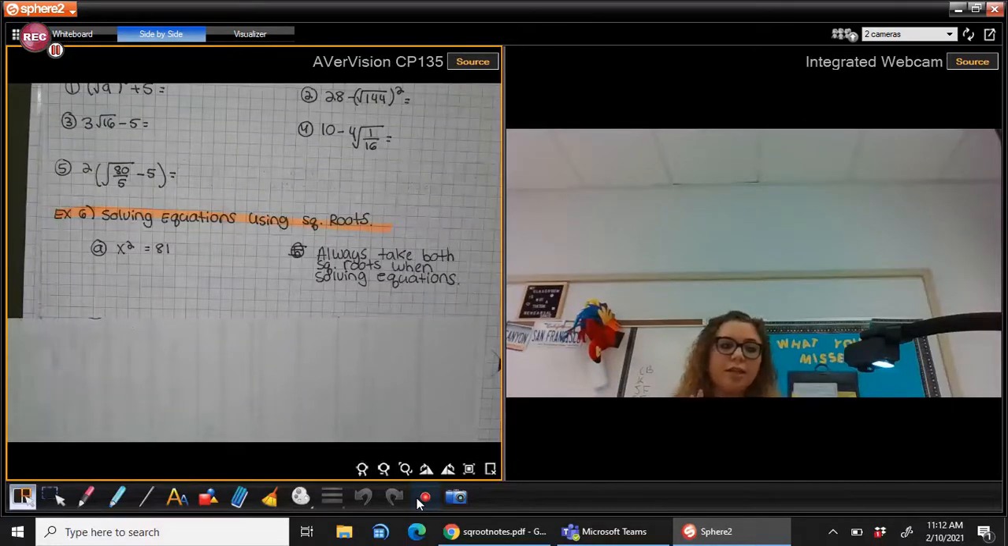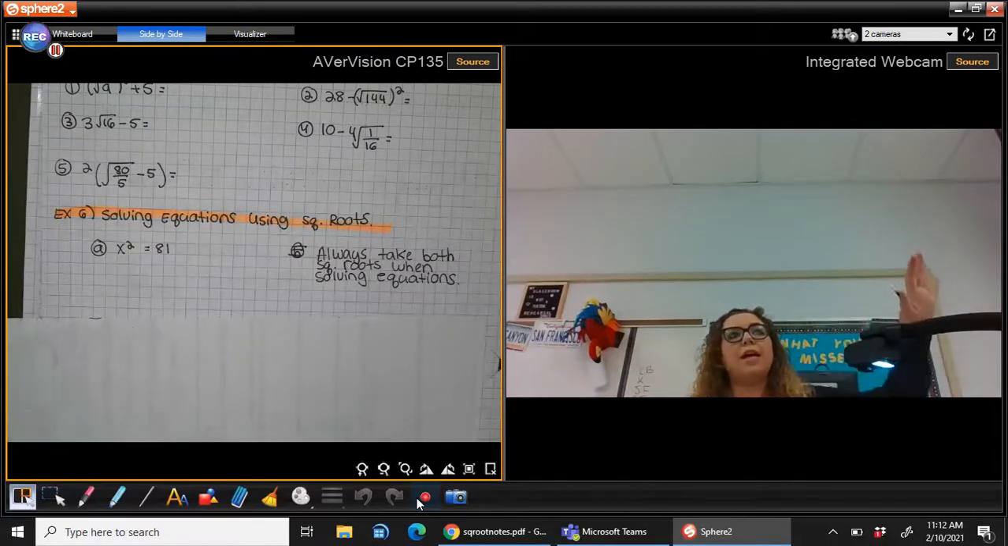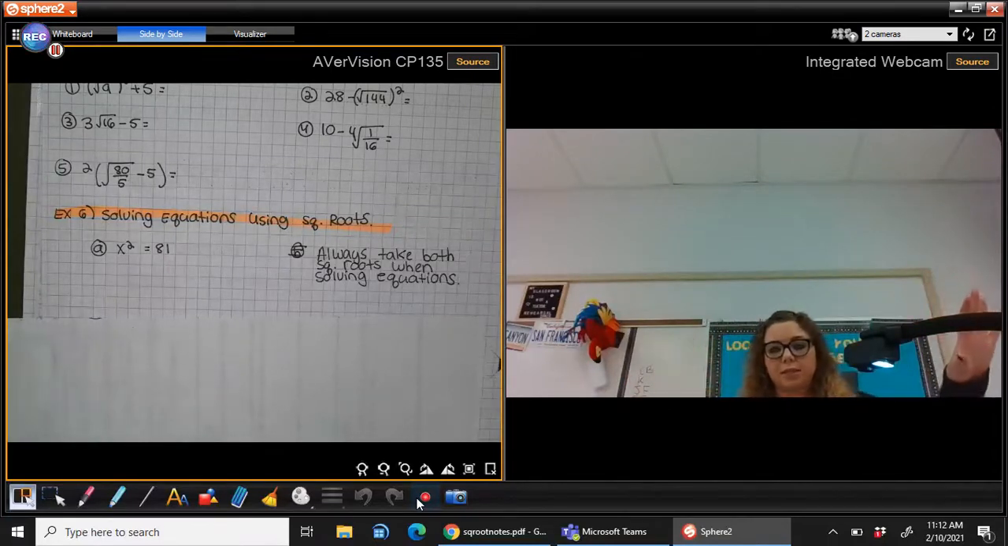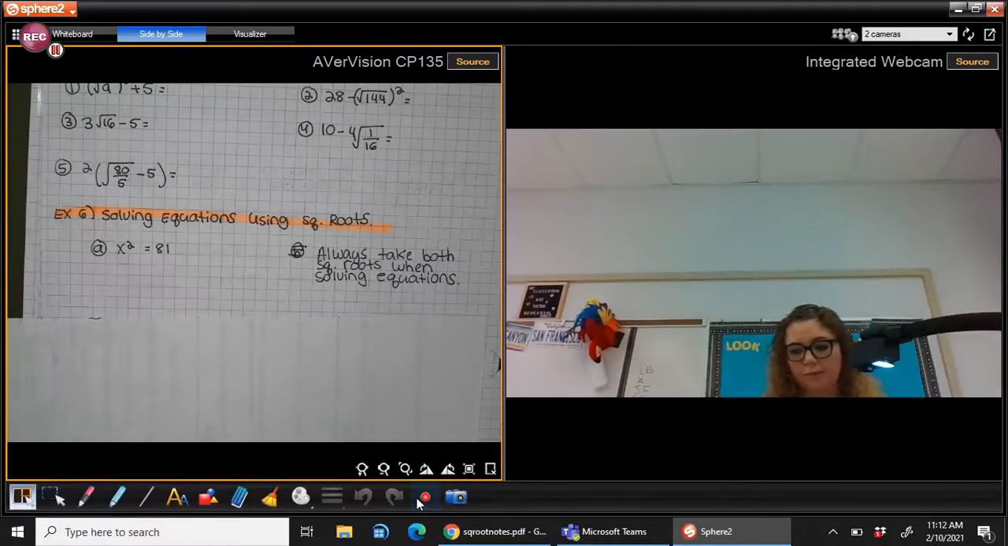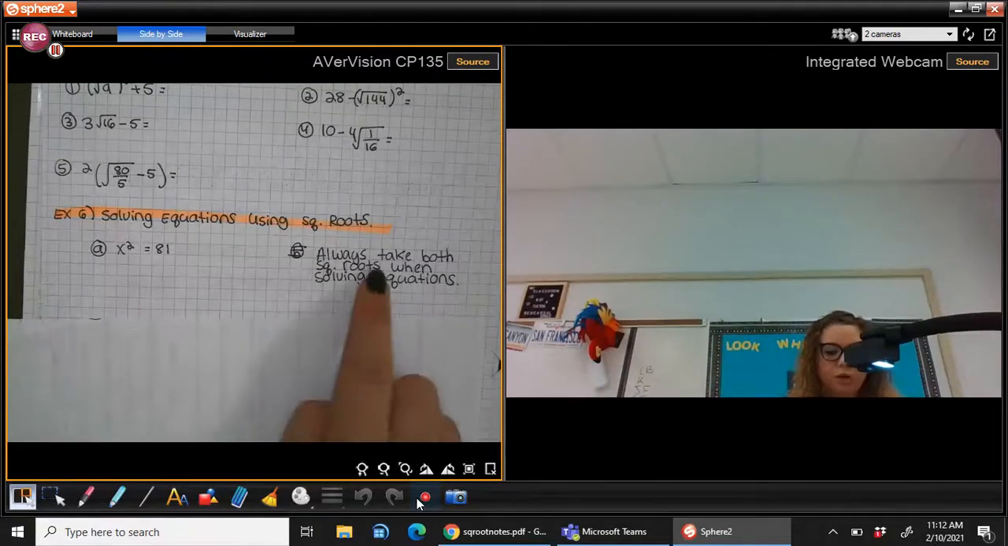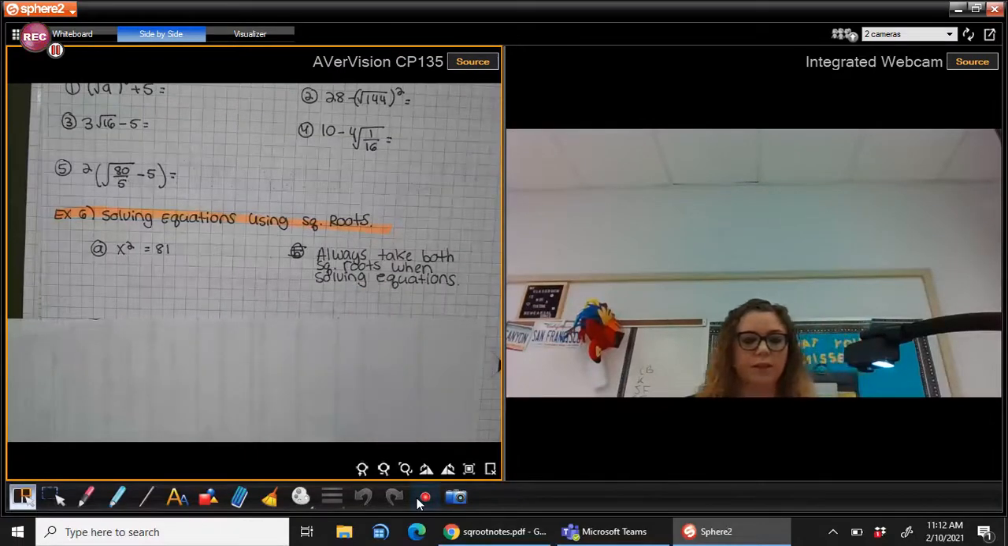Okay? So like the inverse operation of subtraction would be addition. The inverse operation of multiplication is going to be division. The inverse operation of squaring a number will be taking the square root. Okay? So let's look at A. Okay? You always take square roots when solving equations.